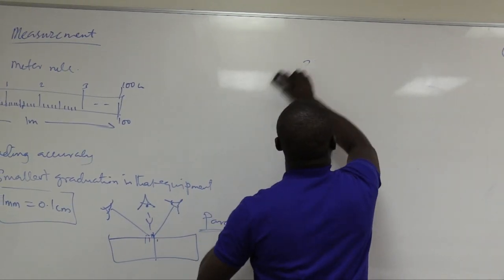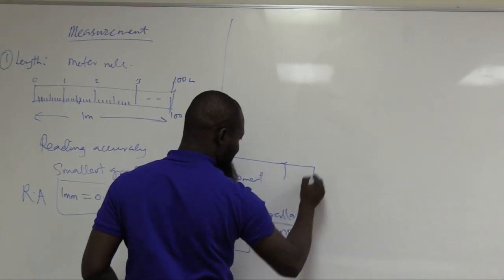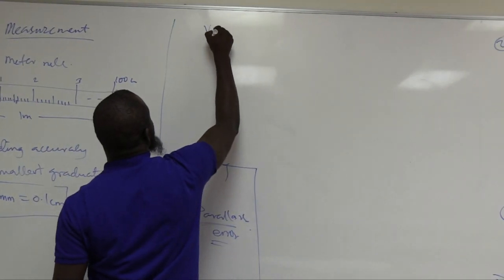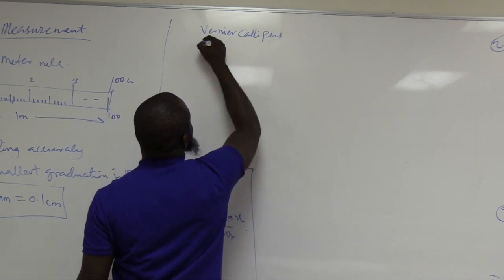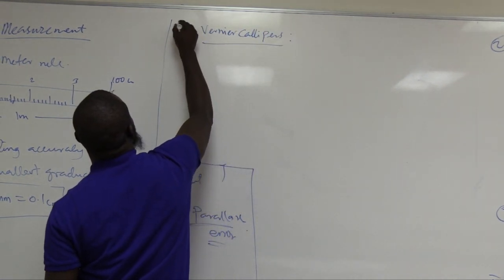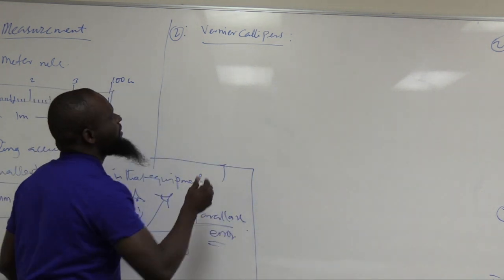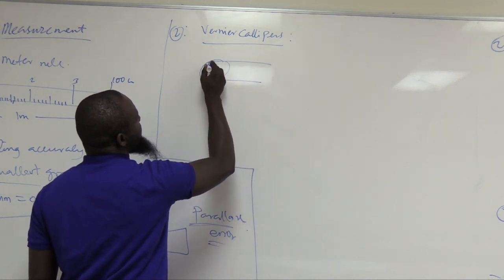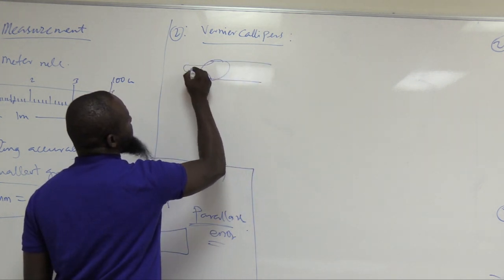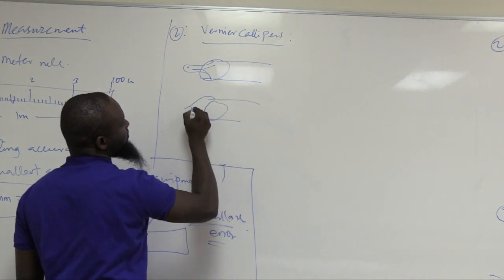Now, let's talk about what we call the Vernier caliper. Actually, before the invention of the Vernier calipers, there were some other calipers that were used. They're called the open and closed calipers. They are used to measure the diameters of tubes, either internal diameters or external diameters, like that, okay.